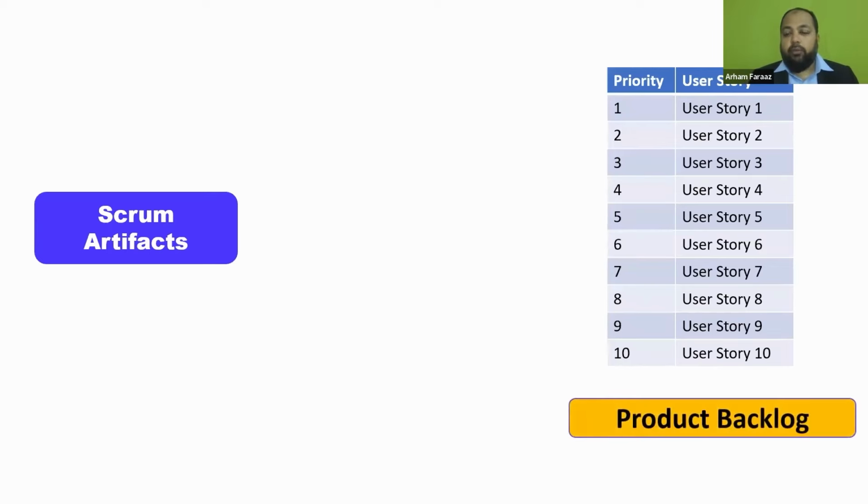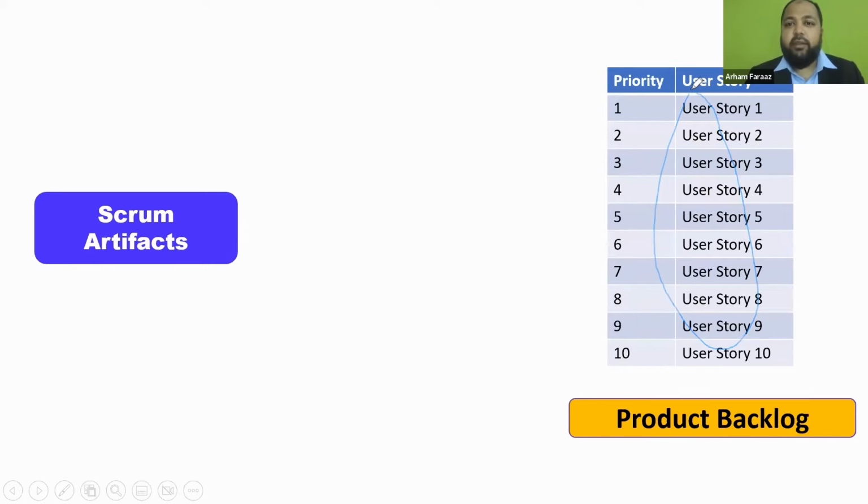Okay. So now let's go to the next part, that is Scrum artifacts. So what are the Scrum artifacts? We talk about the product backlog. So the product backlog is the list of items which we have. If you see here, the product backlog has a number of user stories. It's all these 10 user stories which we have. So that's the product backlog with us.